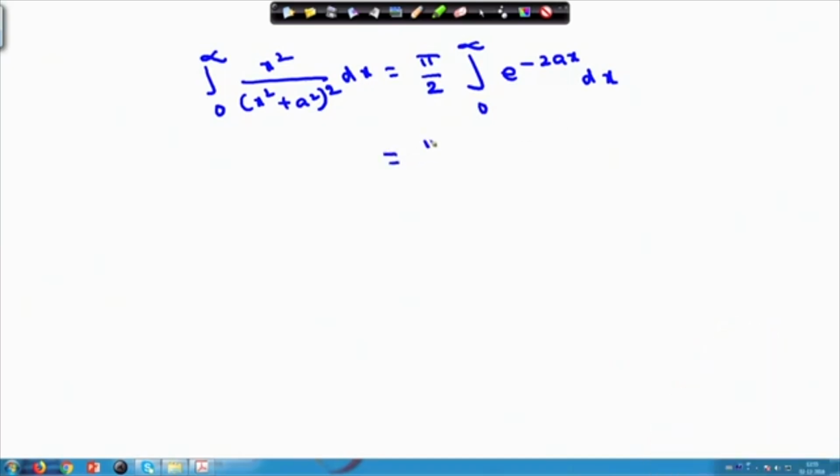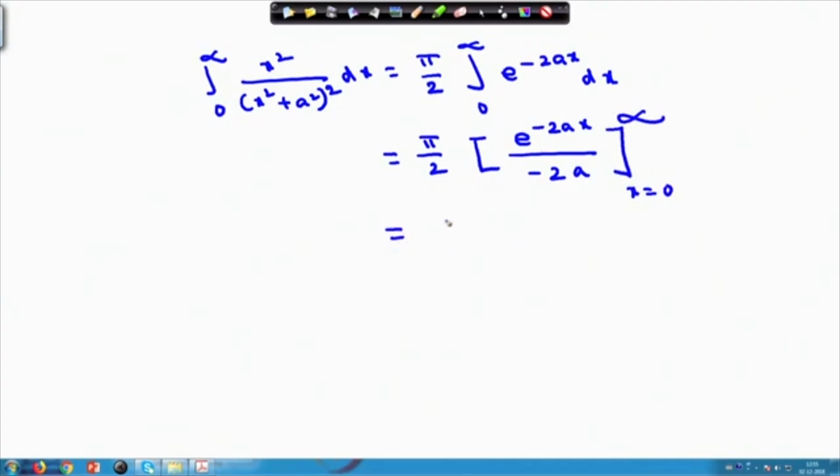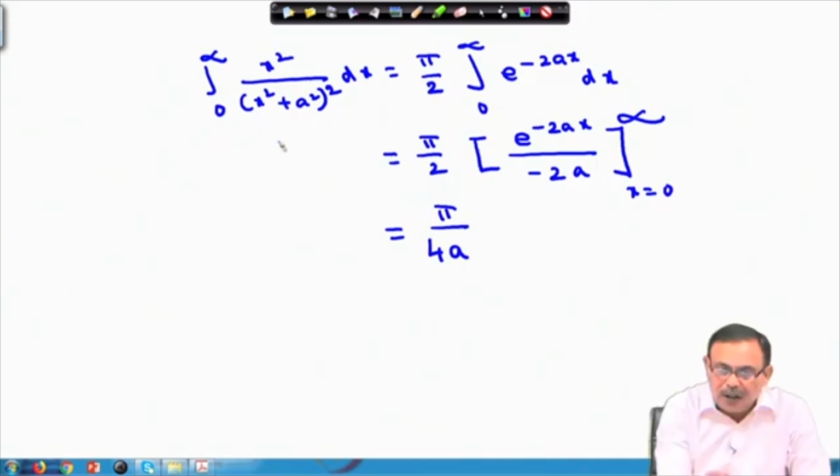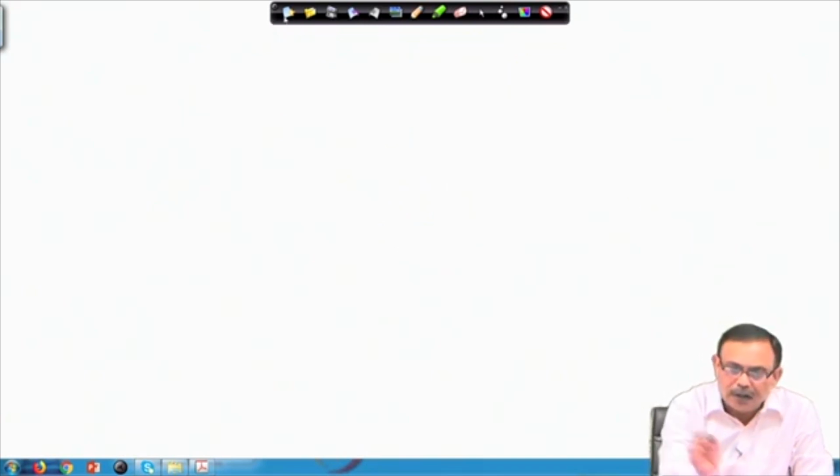E power minus a x is already there. So, that is pi by 2 into e power minus twice a x by minus 2a, where the limit of x will vary from 0 to infinity. And if I put the limiting value, I will obtain the result as pi by 4a. So, the value of the given integral is pi by 4a. And please note one thing: how am I evaluating it? Not directly, but using the Parseval's identity for Fourier sine transform.